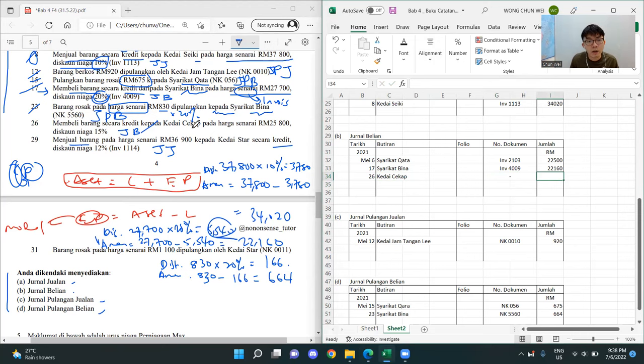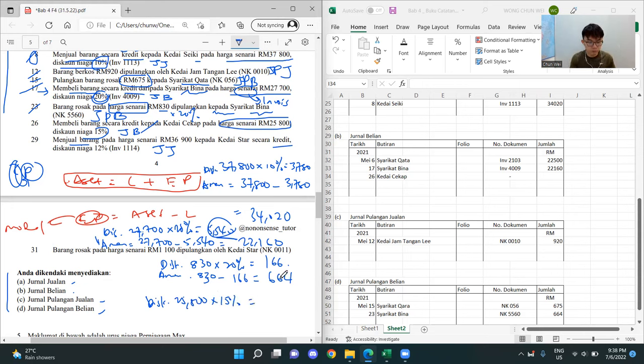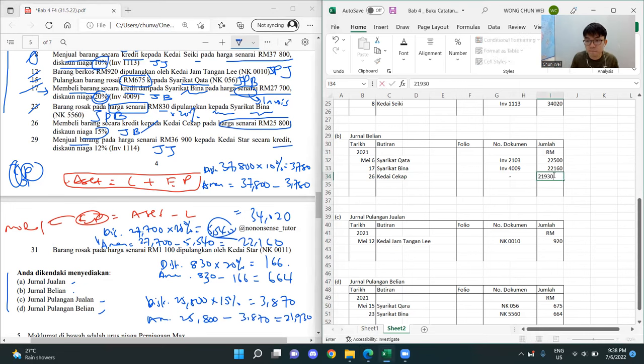And then how much? So this is the harga senarai 25,800. There is a discount of 15%. So you do the same thing. The discount is actually 25,800 times 15%, which is $3,870. And the amount yang perlu dibayar will be 25,800 minus 3,870. You get 21,930. So this is apa yang beli selepas discount. Boom. Done. Go to 29.